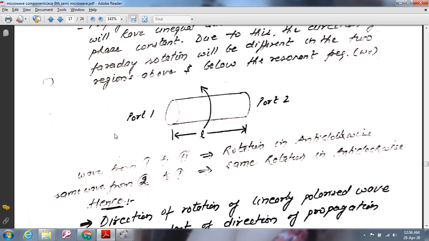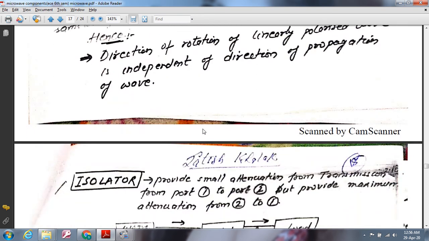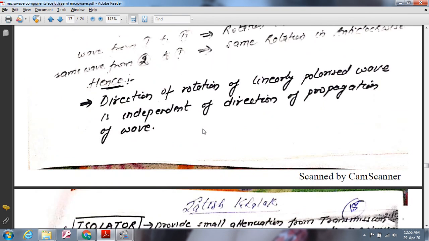So either we use port number 1 as the input port or port number 2 as the input port, irrespective of the direction of propagation, the wave will rotate anticlockwise. So this is a very important property which can be utilized in various microwave components which we are going to use in microwaves.